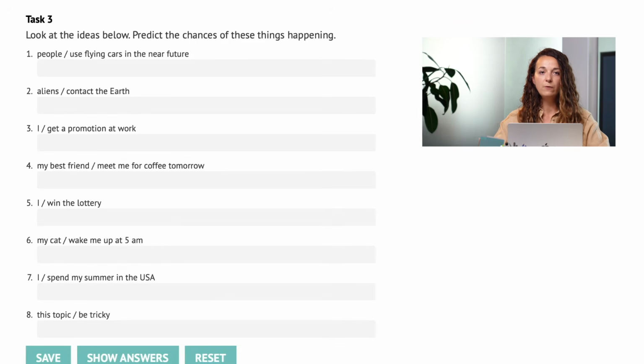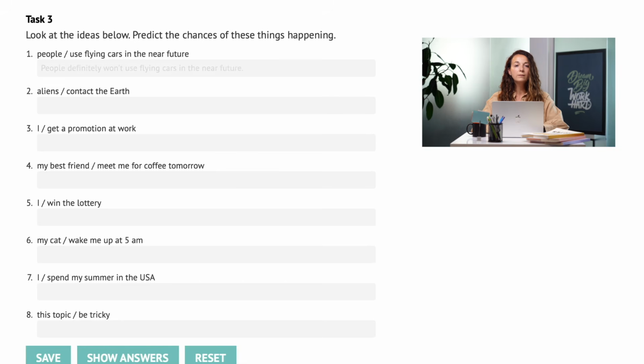This is the last task for today. In this task, you need to predict the chances of different things happening. Use any phrase we have looked through today and justify your opinion. Let's look at the first idea together. People using flying cars in the near future.